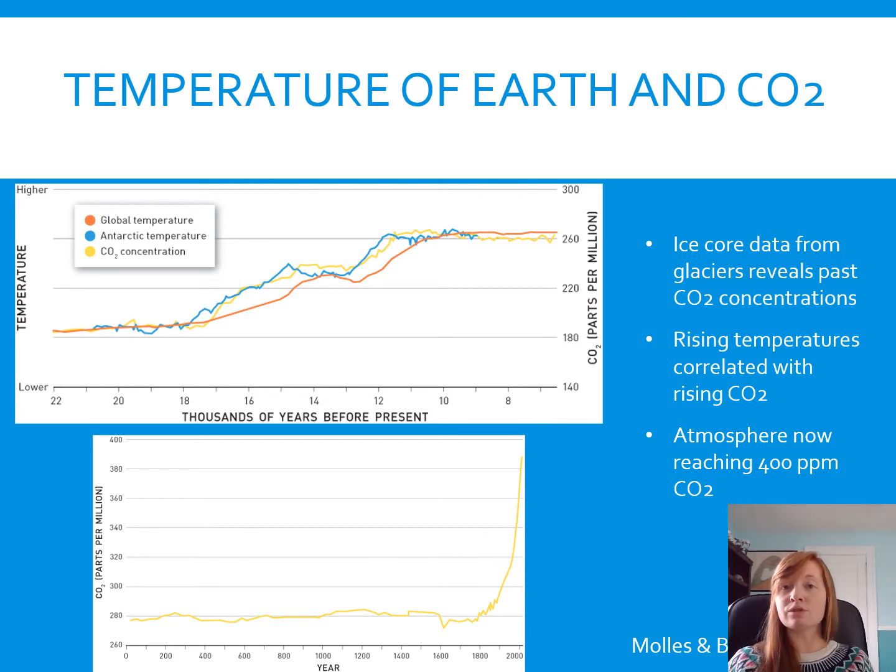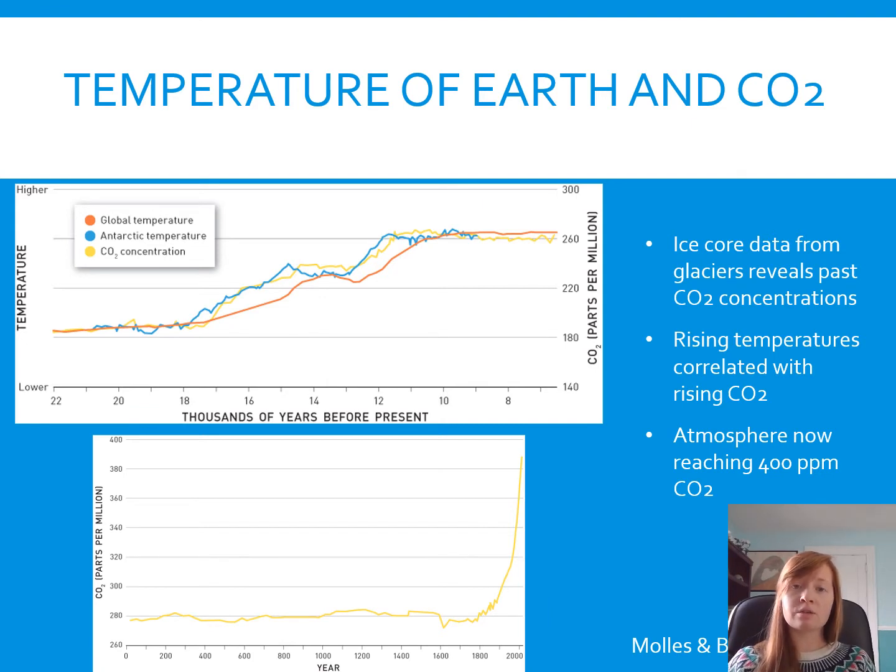Every time a layer is formed, tiny amounts of air are trapped in between those layers. We can take those ice cores back to a lab and test those teeny tiny air bubbles for CO2 accumulation. So we know what the CO2 of the atmosphere was thousands of years ago. And when we compare the rise in CO2 that we're finding in these ice cores to the rise in global temperature, they are completely related.